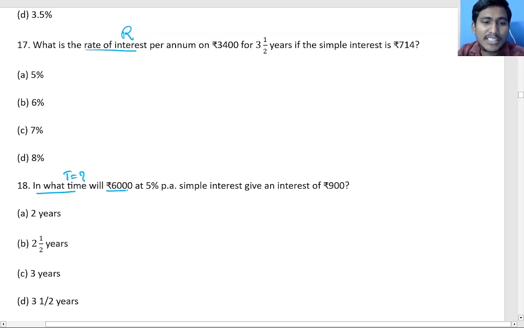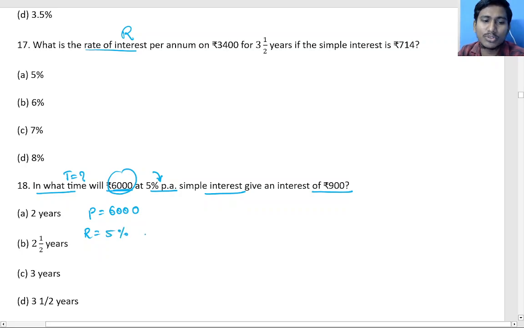Will 6000 at 5% simple interest give an interest of 900? In what time? 6000 means the principal is how much? 6000 here. Rate of interest is how much?